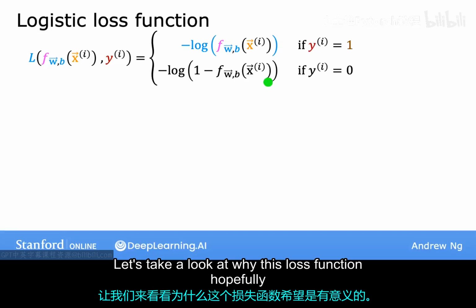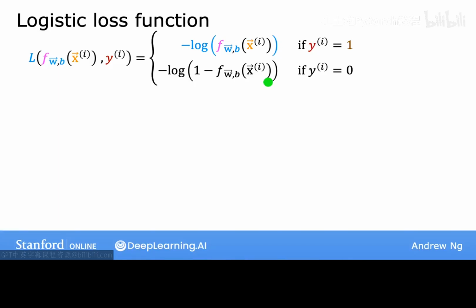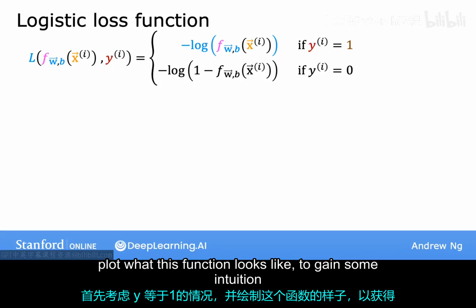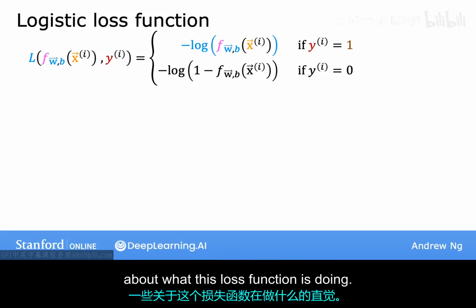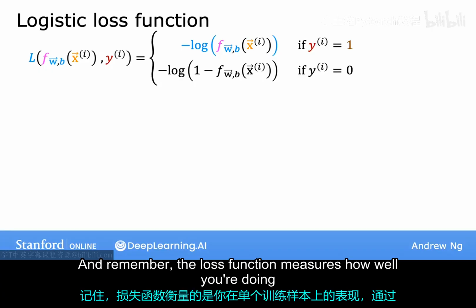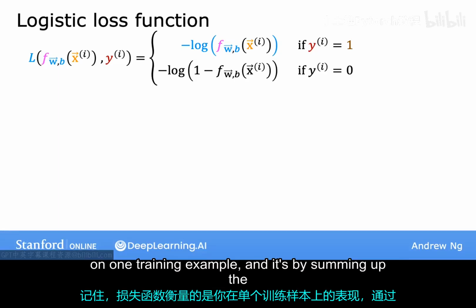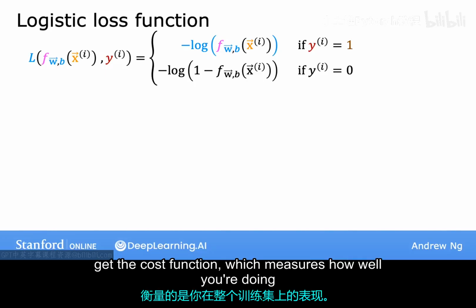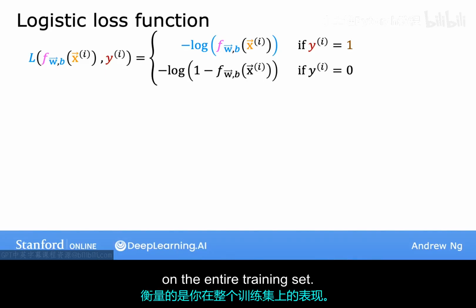Let's take a look at why this loss function hopefully makes sense. Let's first consider the case of y equals 1 and plot what this function looks like to gain some intuition about what this loss function is doing. And remember, the loss function measures how well you're doing on one training example, and it is by summing up the losses on all of the training examples that you then get the cost function, which measures how well you're doing on the entire training set.